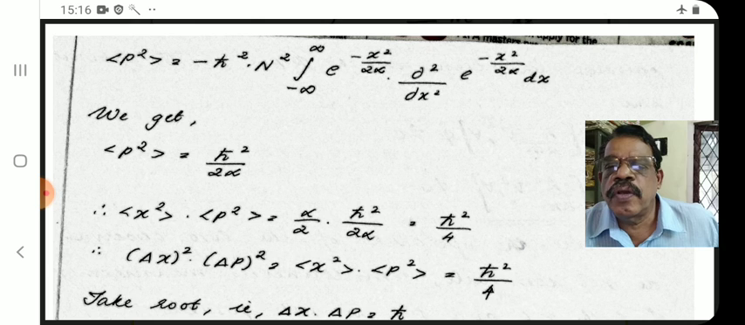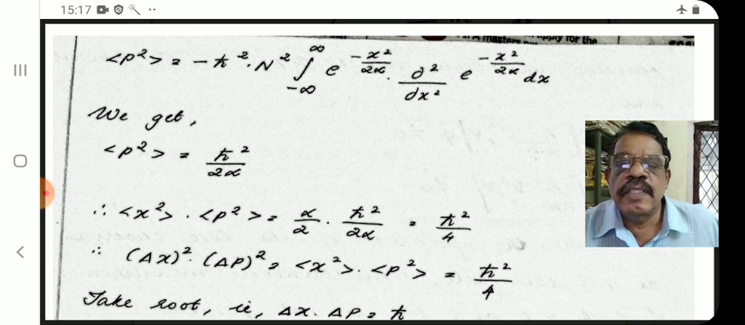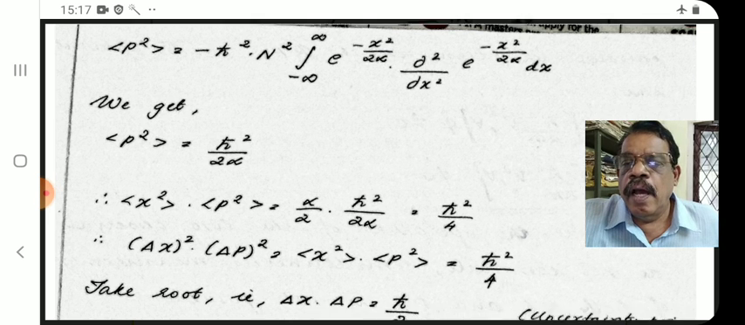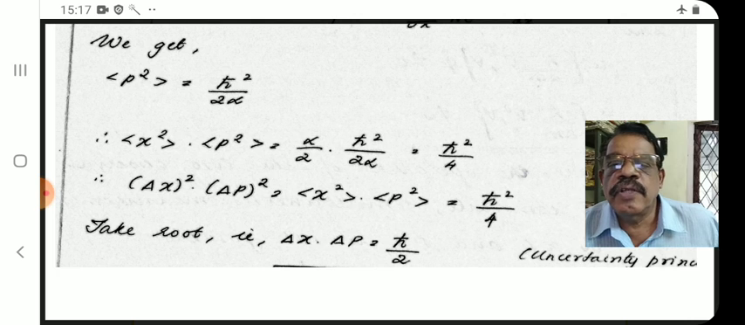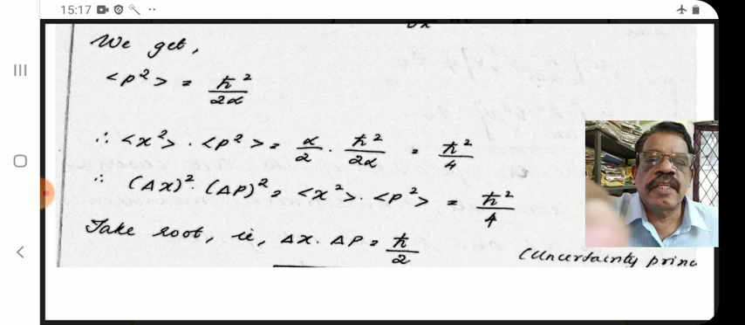That is delta x square and delta p square is x square expectation into p square expectation, which is h cut square by 4. Take root, that is delta x and delta p is equal to h cut by 2. And this is the uncertainty principle.